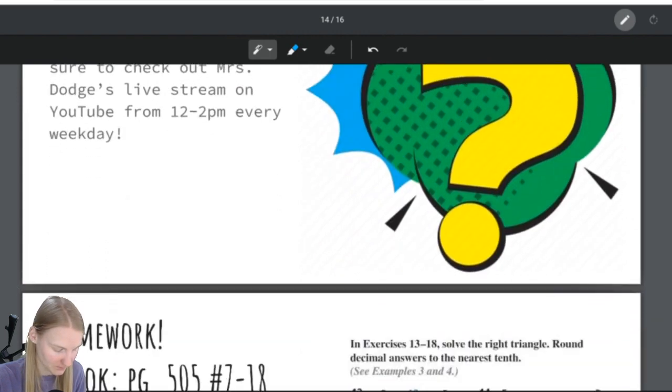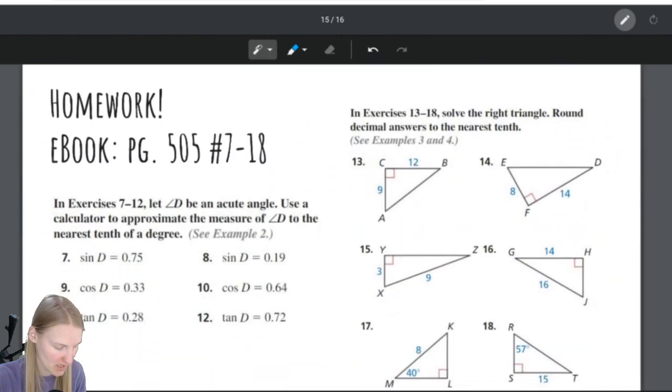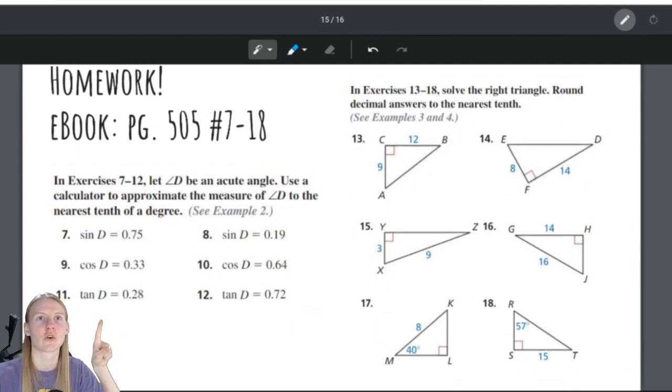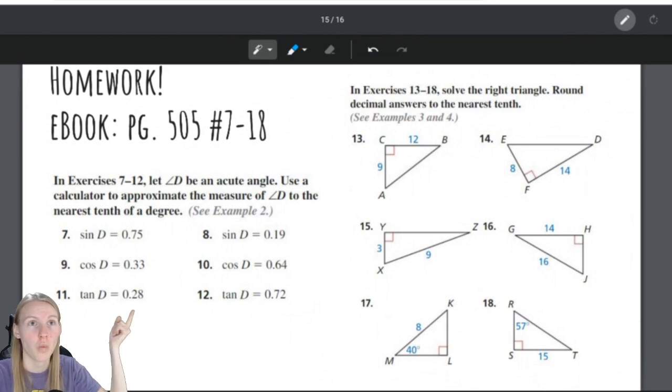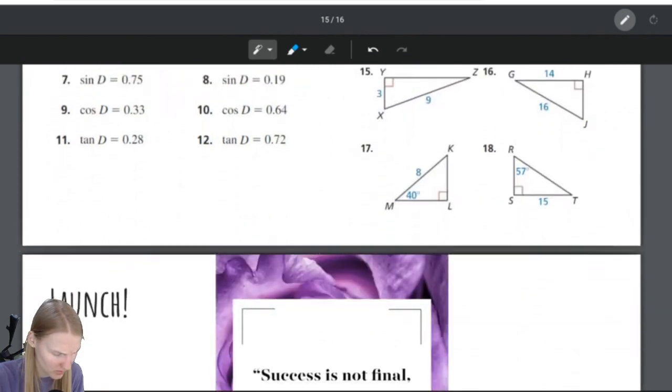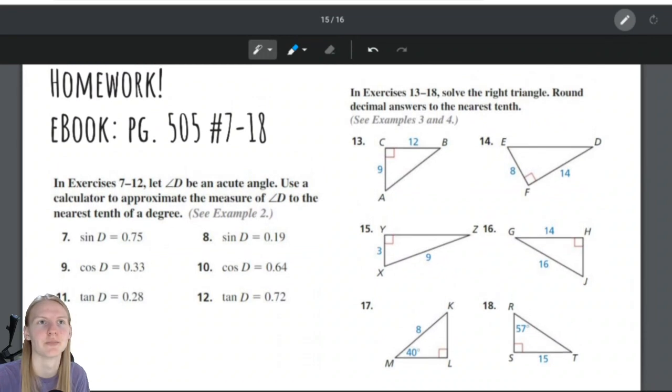All right. Your homework is these questions. So these first 6 are exactly like the first example we did. You're just finding what D needs to be. If tangent of D is 28, what is angle D? And the next 6 questions are completely solving the right triangle. Completely solving it. All 3 angles, all 3 sides. And are there bonus questions? Oh, no bonus questions today.